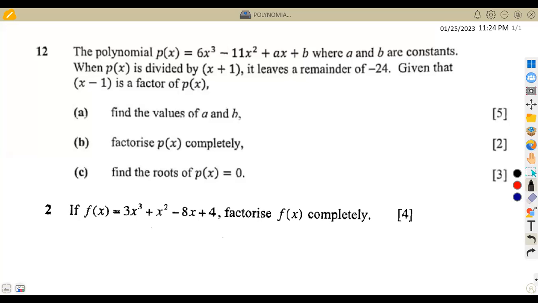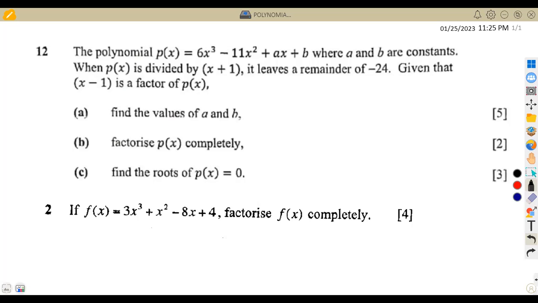Question number 12 is the one that I'm going to actually focus on. Then the number 2, I want you to try it and see if you're obtaining the same thing, or if you are actually able to factorize that question. If you have challenges, then let us know in the comment section so that I will revise that question with you.